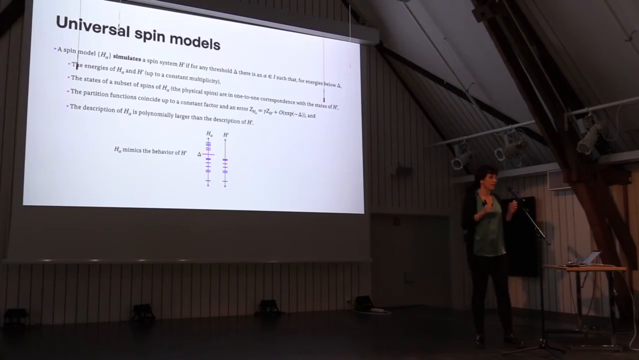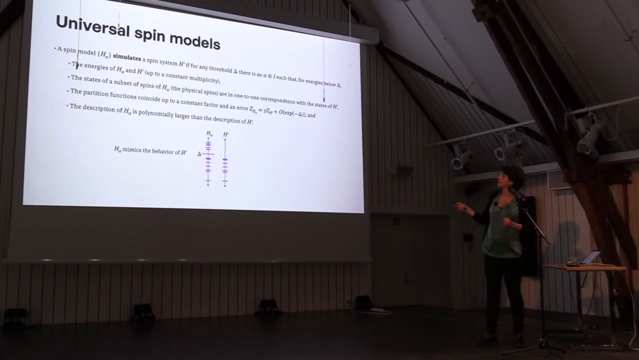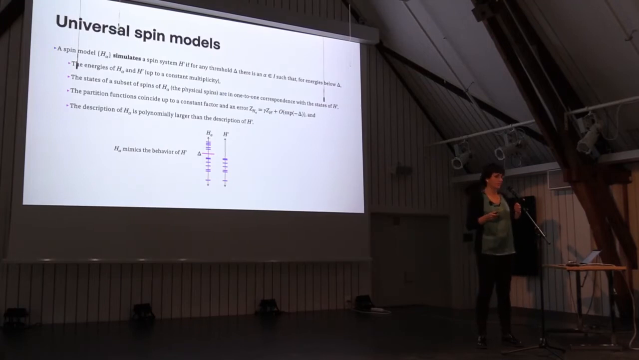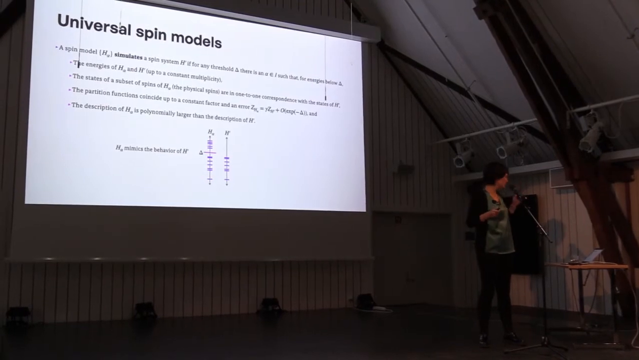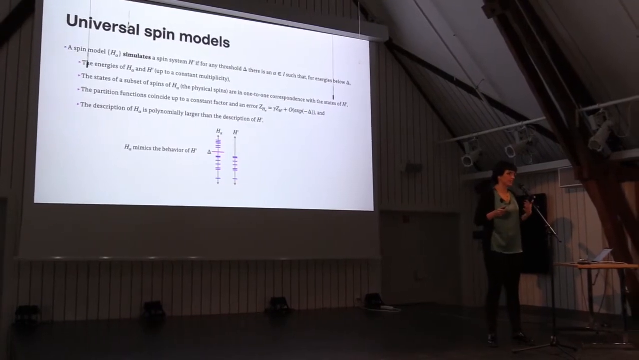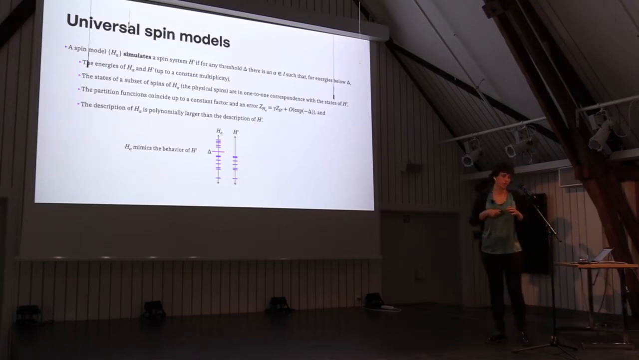Okay, now this is the relation between spin models that is going to be important. I say that a spin model, this family, simulates a spin system H prime if for any threshold delta, which should be an energy, there is an alpha, an element in the family, so that, in essence, H alpha mimics the behavior of H prime. Or a little more precisely, the low energy sector of H alpha equals the full energy sector of H prime.